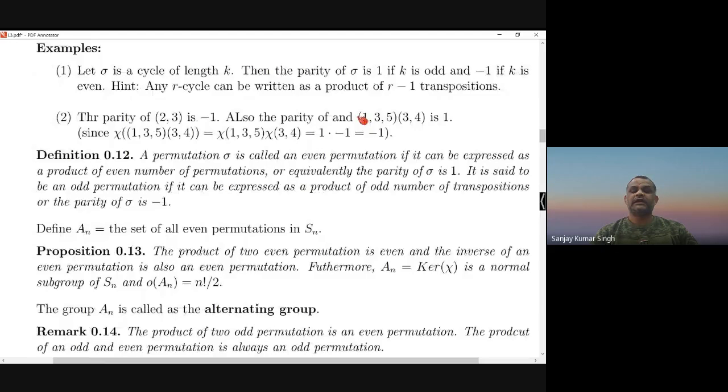So for example, if you want to calculate the parity of this permutation, it is better to calculate the parity of this part and the parity of this part. The parity of (1 3 5), because it is a cycle of length 3, is 1. And this one is a cycle of length 2, so it has parity -1, and hence you get the final parity of this permutation as -1.